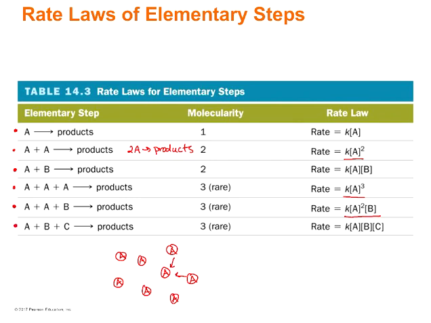And then in our last example, we have three reactants again, but they're all different from each other. So we would write the rate law as k times [A] times [B] times [C]. And again, this is really rare because it would be very unlikely for three different molecules to all collide at the same time.